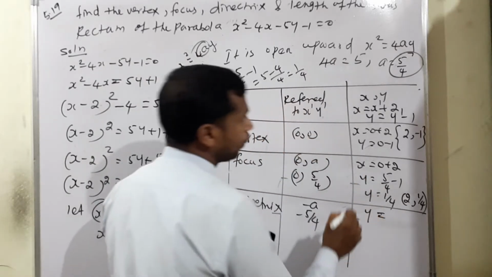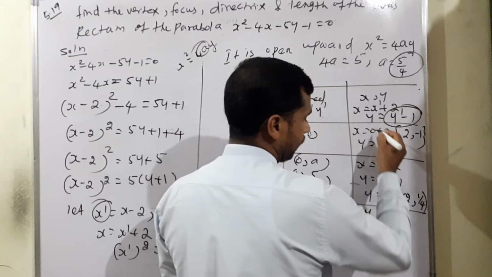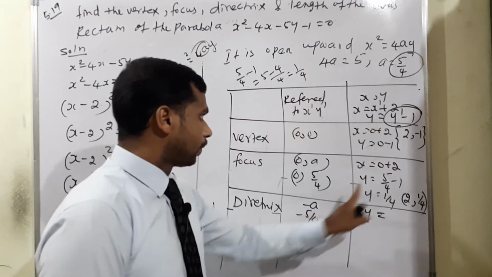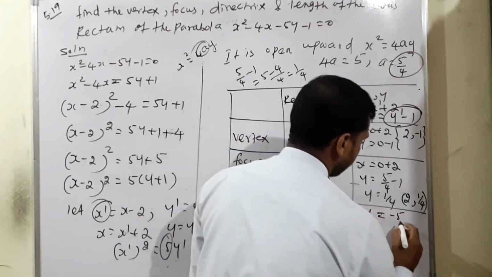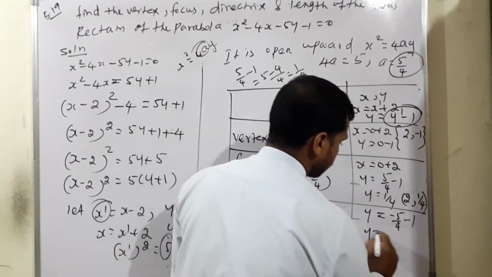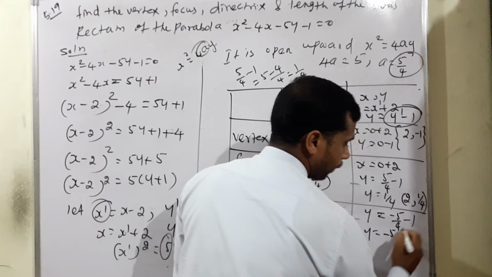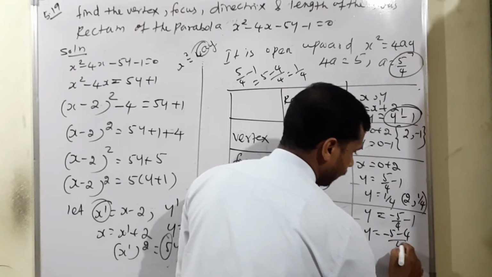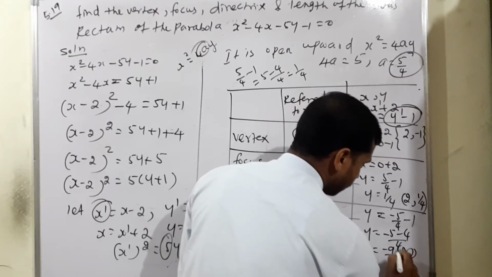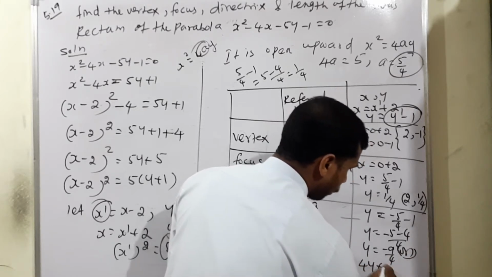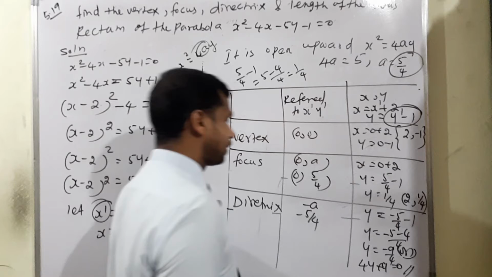Y is equal to, already we know y is equal to, what is the meaning? Y dash minus 1. So y dash means what is the meaning? The y value, y dash means negative 5 by 4. Therefore we can write y dash minus 1 means y is equal to negative 5 by 4 minus 1, into 4 means minus 4 divided by 4. Therefore y is equal to negative 9 by 4, or we can write it cross multiply means 4y plus 9 is equal to 0. This is the directrix.